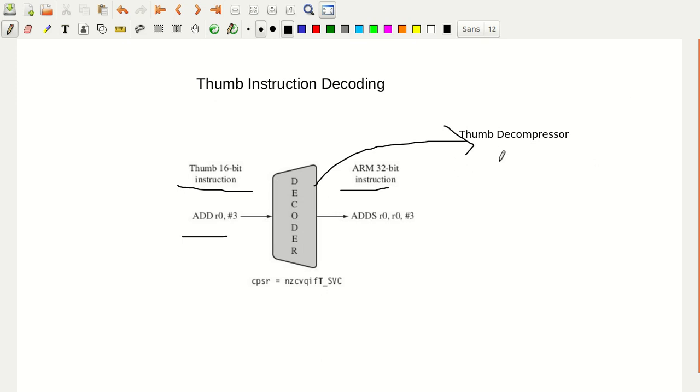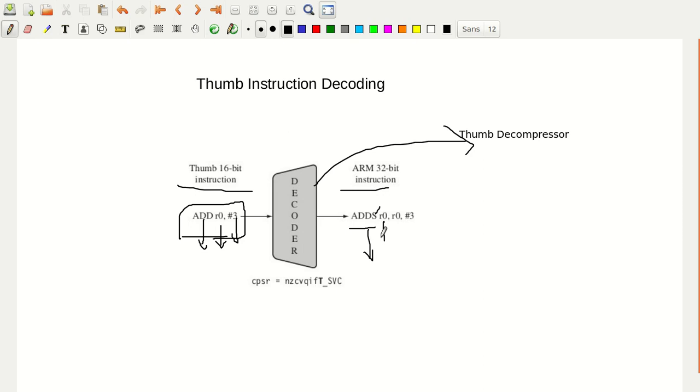We will not worry about the Thumb decompressor organization, what all the different parts are. But what we have to understand is this very simple Thumb instruction, ADD R0, #3. #3 is an immediate value, R0 is the destination register, ADD is the mnemonic. It is a data processing instruction. Whenever it is decoded, it has to be converted into a 32-bit instruction. This is decoded into ADDS, addition with the updating of the status flags, that is what the S is.